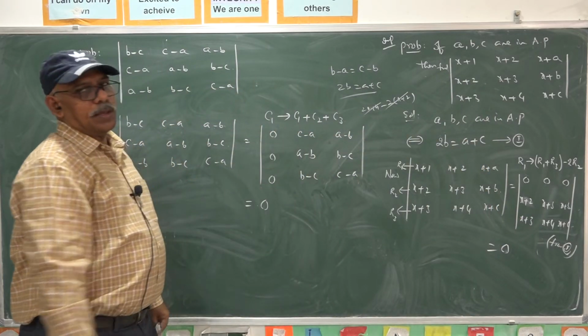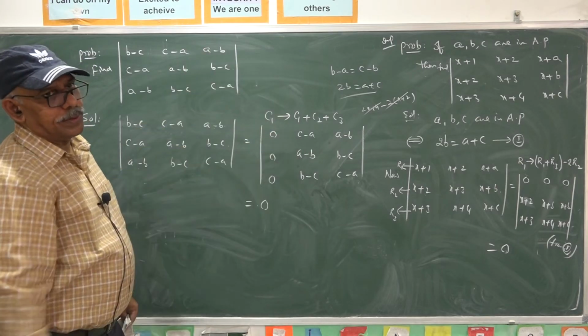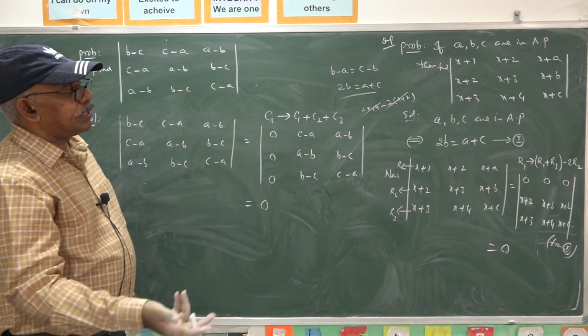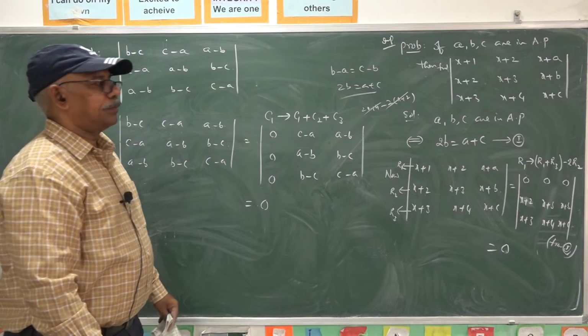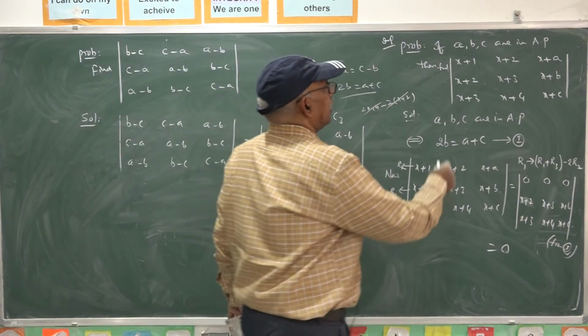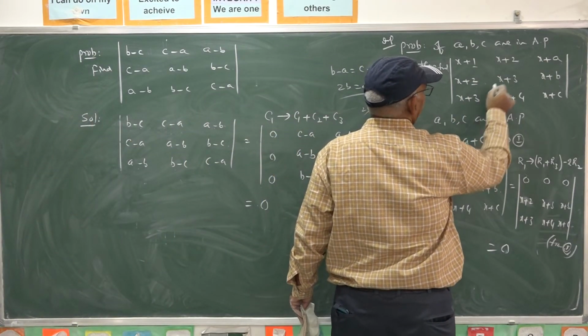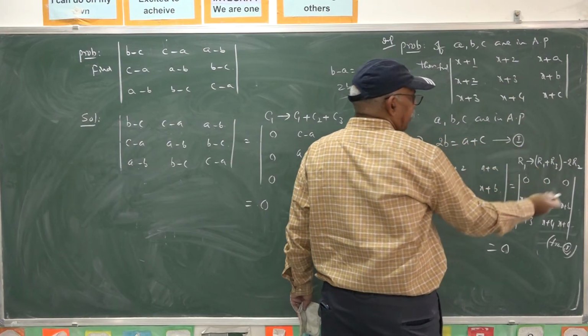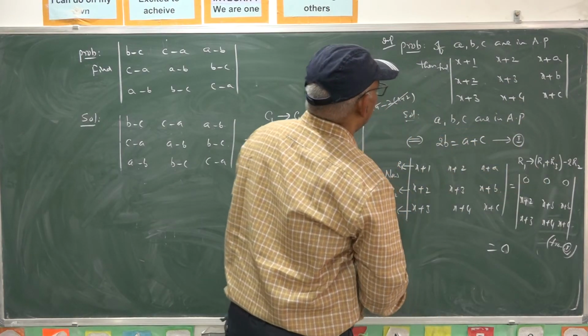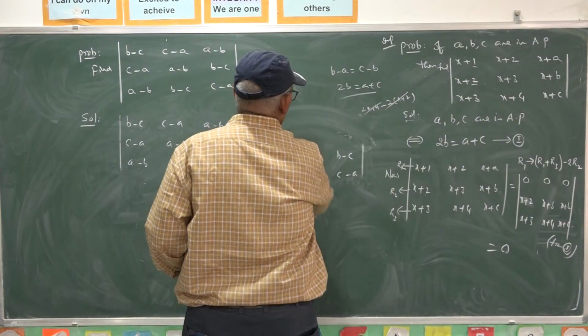So if a, b, c are in AP, then the given determinant is clearly 0. Here 1, 2, 3 and 2, 3, 4 are also in AP. You can observe it.